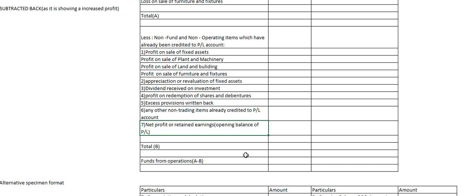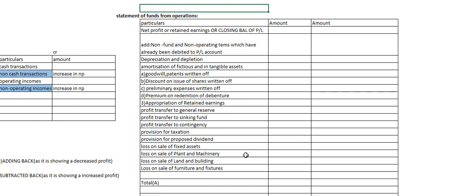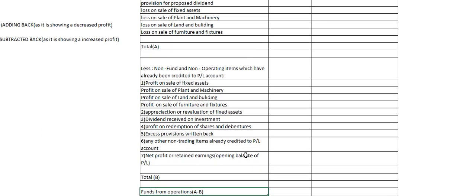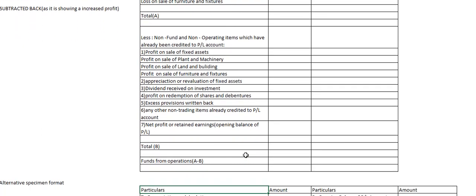Then your net profit or net retained earnings or your opening balance of profit and loss account. So you will have that, whichever respectively they have given. If they have given the closing balance of profit and loss account, then you will have your closing balance here at the beginning. You will add all the non-fund and non-operating expenses debited. You will minus all the non-fund and non-operating items credited, and you will take back the opening balance of profit and loss account. Then you will get something called total B, which is nothing but the total of all the non-fund and non-operating items which are credited to profit and loss account.